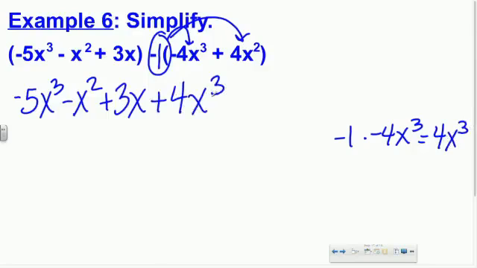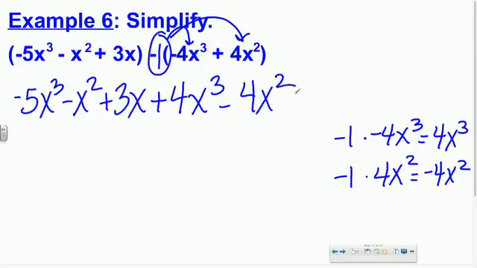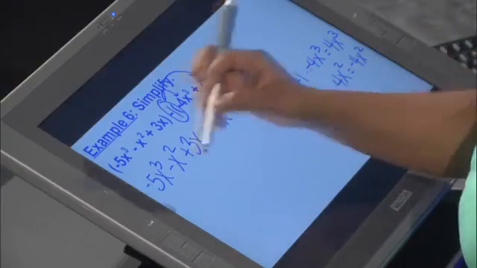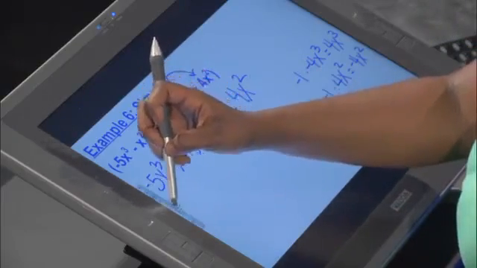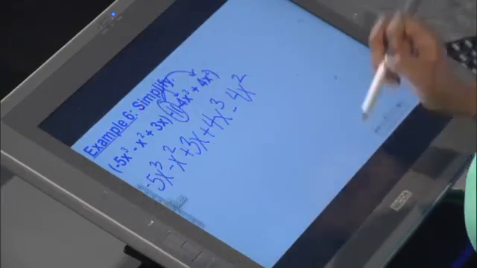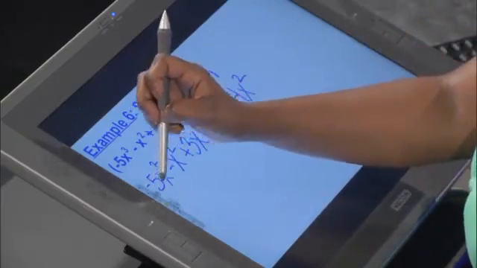And then I have this negative 1 times 4x squared. That is negative 4x squared. Alrighty, so minus 4x squared. Okay, so we've gotten everything out of the parentheses. We did our distribution. So now we're at the point we can start combining like terms. All right, so let's get this old work out of the way. Make room for some new scratch work.